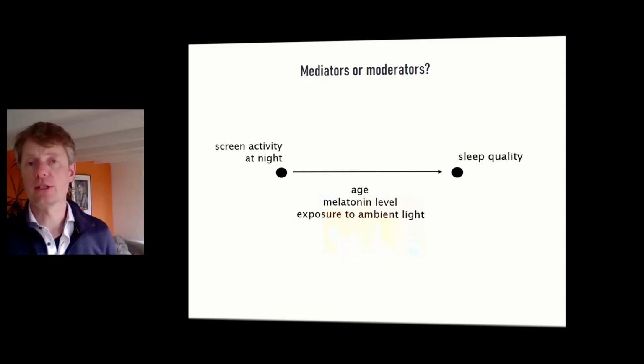Then exposure to ambient light. That's an interesting one now, because exposure to ambient light may well be affected by screen activity, and it may keep you inside, and especially in the summertime this may greatly affect how much ambient light you consume at night, and it may actually have the result of increasing melatonin levels and improving your sleep quality. So exposure to ambient light is also a mediator.